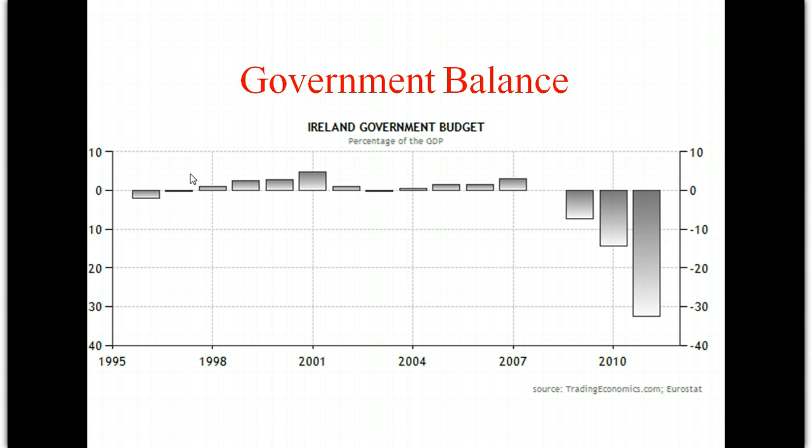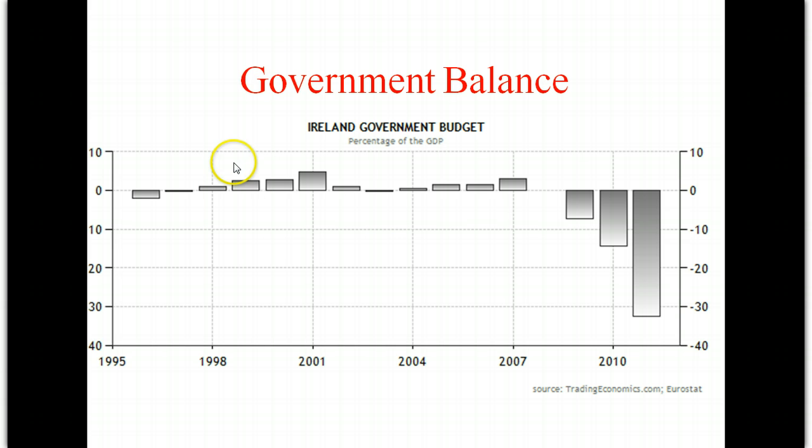Then we should have had a greater buffer built up for the rainy day than we actually had. So we had the 20 billion National Pension Reserve Fund. As it turns out, most of this has been poured into the banks, but that was the main buffer we had, that our expenditure levels and tax levels weren't appropriate.